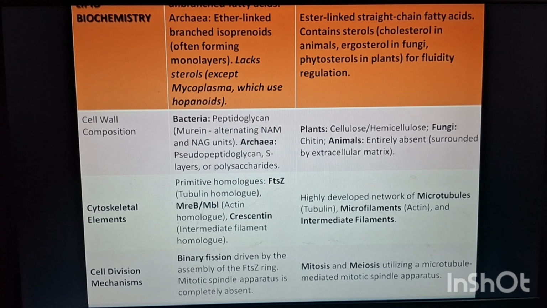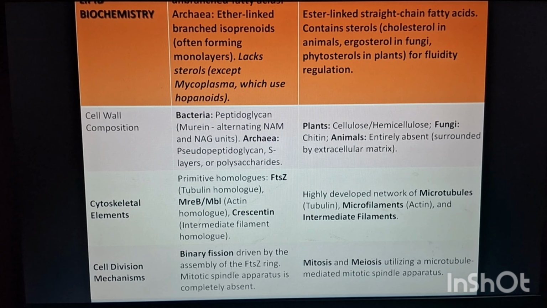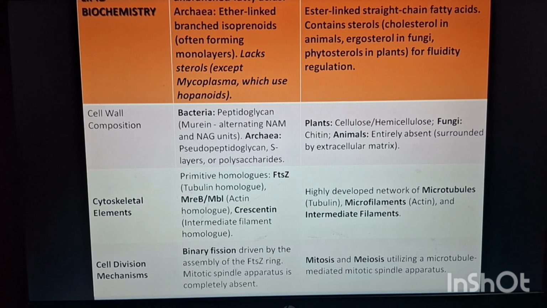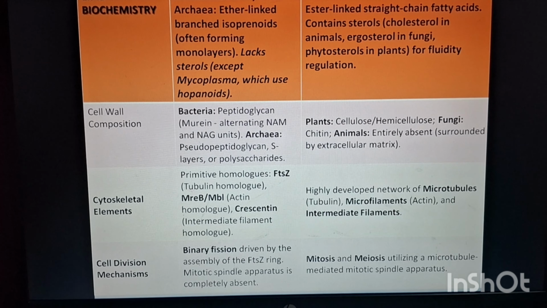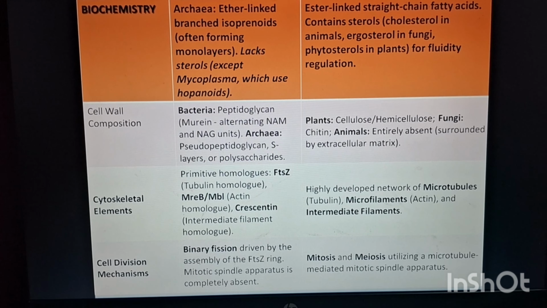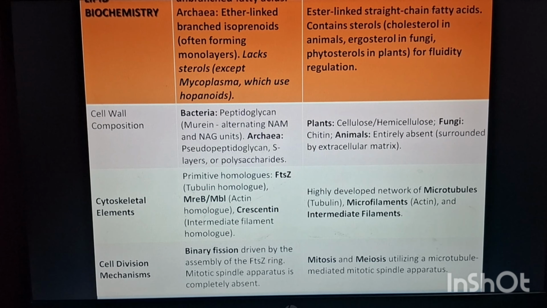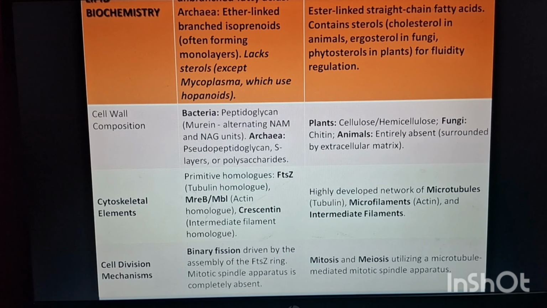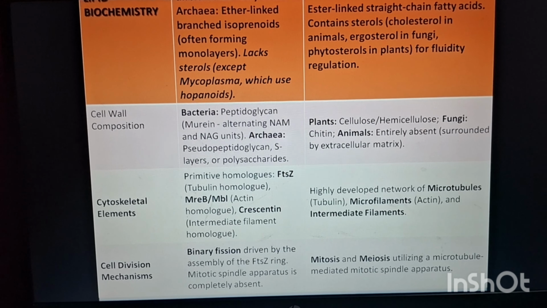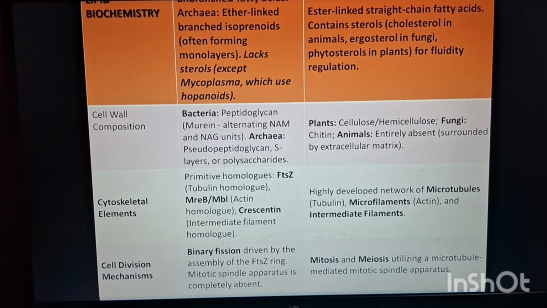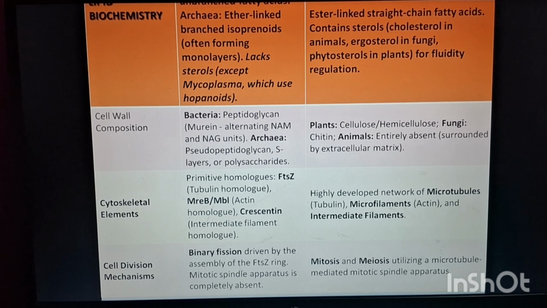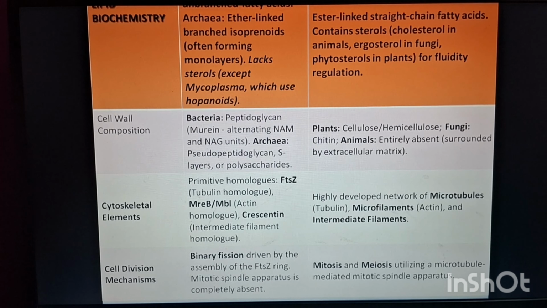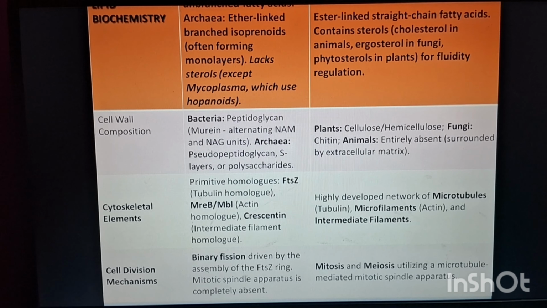Next feature, cytoskeleton elements. In prokaryotic cells, primitive homologs FtsZ, MreB and MinD are present, and in eukaryotic cells, microtubules, microfilaments and intermediate filaments are present. Cell division mechanism. In prokaryotic cells, binary fission is seen, driven by the assembly of the FtsZ ring, and the mitotic spindle apparatus is completely absent. And in eukaryotic cells, mitosis and meiosis utilize a microtubule-mediated mitotic spindle apparatus.